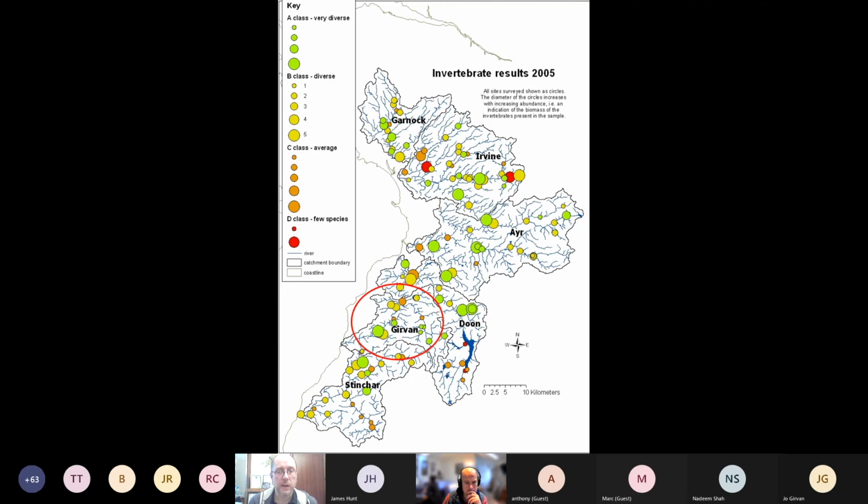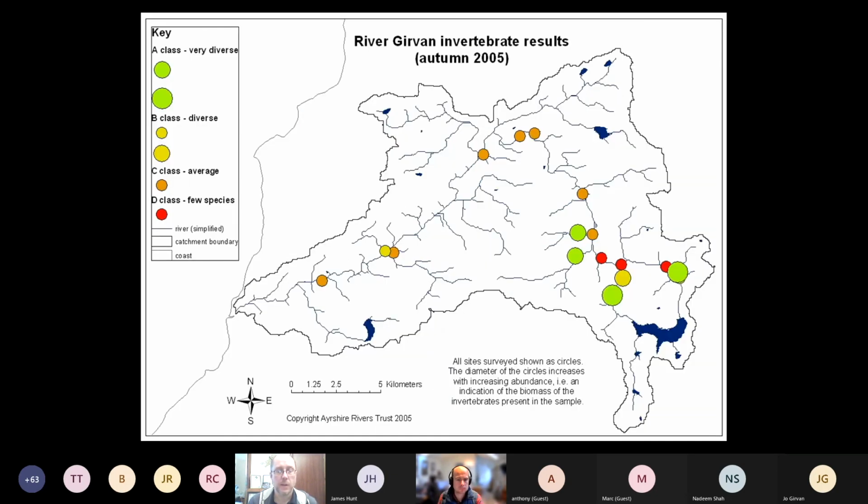If we focus in on the Girvan catchment, one of the things that Brian was able to pick up with this was a deterioration in water quality downstream of a point on the main stem. So up in these tributaries, everything looks fine. Up in the top end of the catchment, things were okay, but downstream of this point, there was very little life in the river. And what this turned out to be was an incident with a sheep dip, I think it was, that had got into the stream and it killed off the river virtually all the way down to the sea.